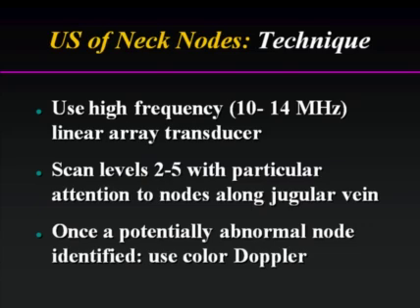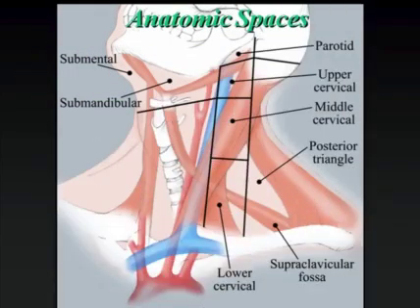Now, in terms of technique, we want to use the highest frequency transducer that will give us adequate penetration in the neck. And we say that for several reasons. Number one is to improve the spatial resolution, but number two is to improve the color Doppler sensitivity. And we'll be seeing that most clinically relevant lymphadenopathy is going to be along the jugular vein, what's called the lateral chain. And once we identify a potentially abnormal node with grayscale, we're going to go on to use color Doppler to further characterize that lymph node.